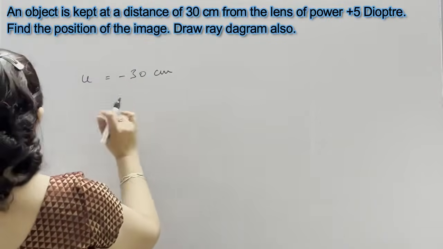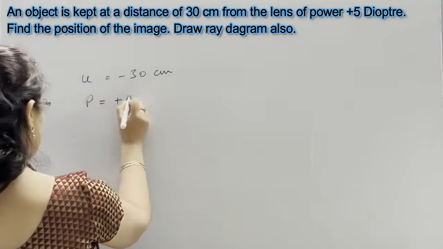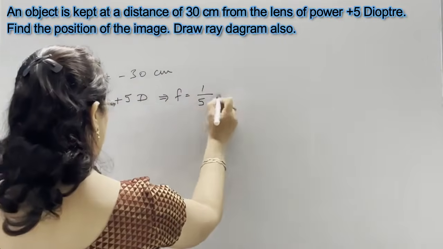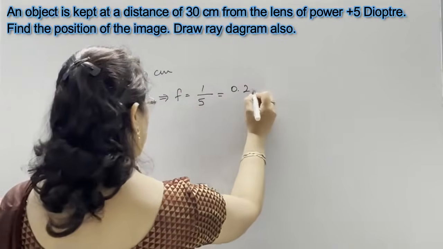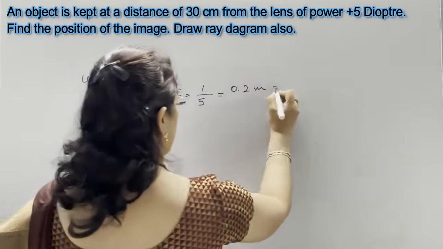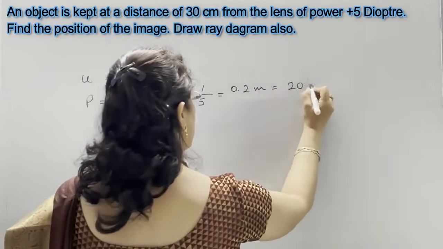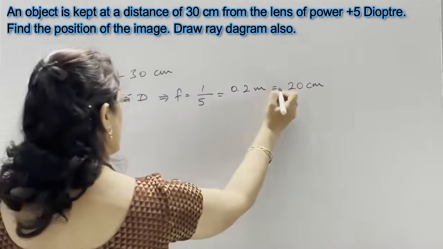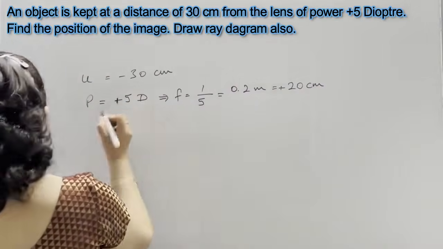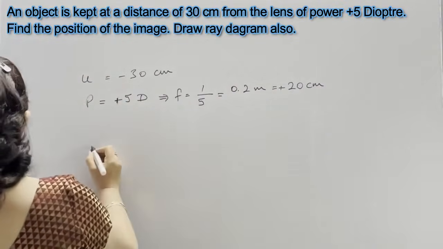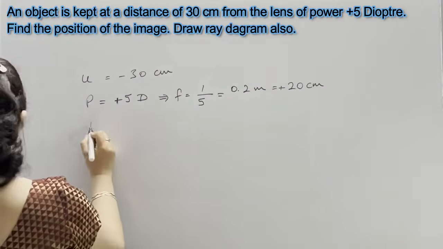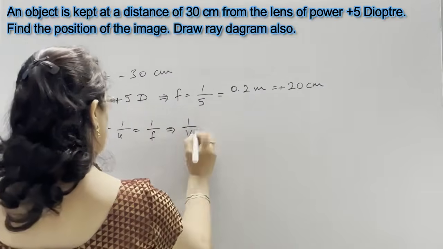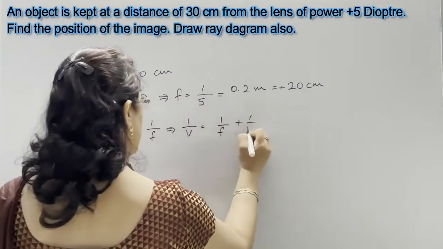Here the power of the lens is given. Power is given as plus 5 diopter, and we know that focal length is equal to 1 upon power, 1 upon 5. It means 0.2 meter is the focal length, and converting to centimeter it becomes 20 centimeter. So focal length is 20 centimeter, and this is a convex lens, so focal length is positive. Now we have to find the position of the image, means V we have to find. So 1 by V minus 1 by U is equal to 1 by F. It means 1 by V is equal to 1 by F plus 1 by U.